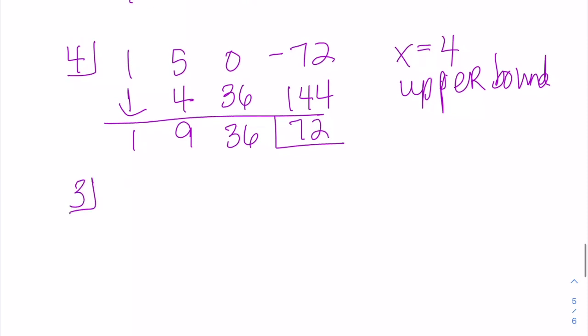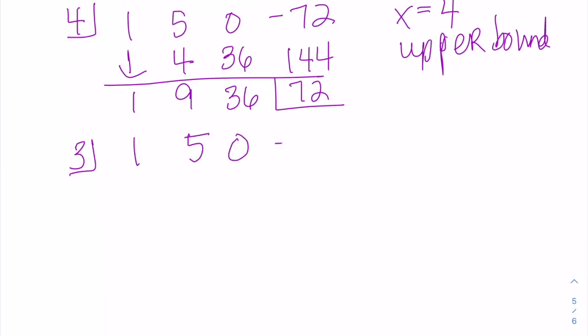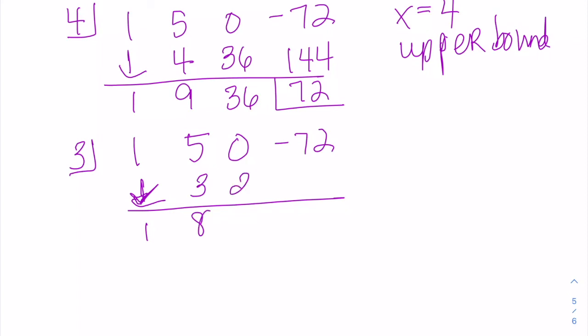So coefficients again, 1, 5, 0, negative 72. Bring down the 1, that's an arrow. 1, 3, 8, 24, 24, and 72. So we have our answer. So our solution is x equals 3.